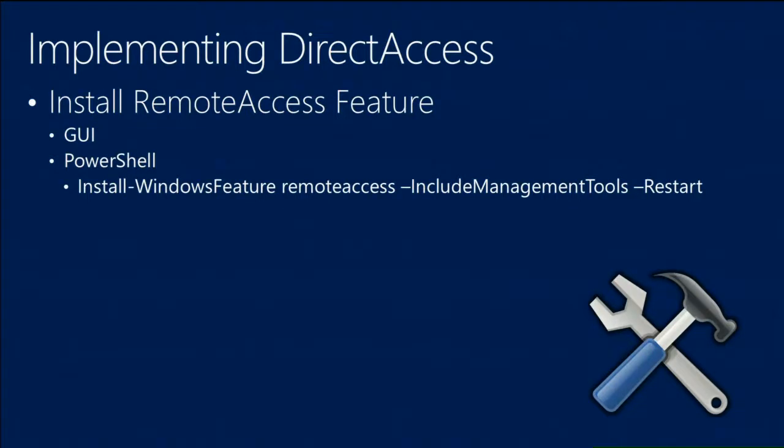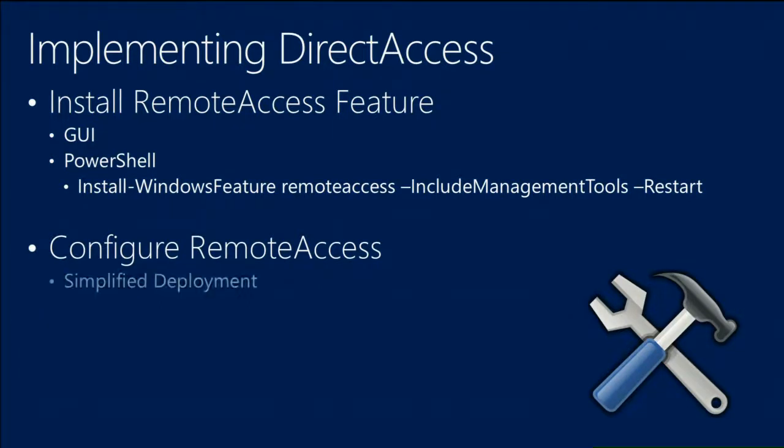And you do that using this command: Install-WindowsFeature RemoteAccess. We include the management tools, and then initiate a restart. Once you've restarted, or once the systems come back online, we'll then configure remote access. And we'll do that using the simplified deployment model in my demo here.